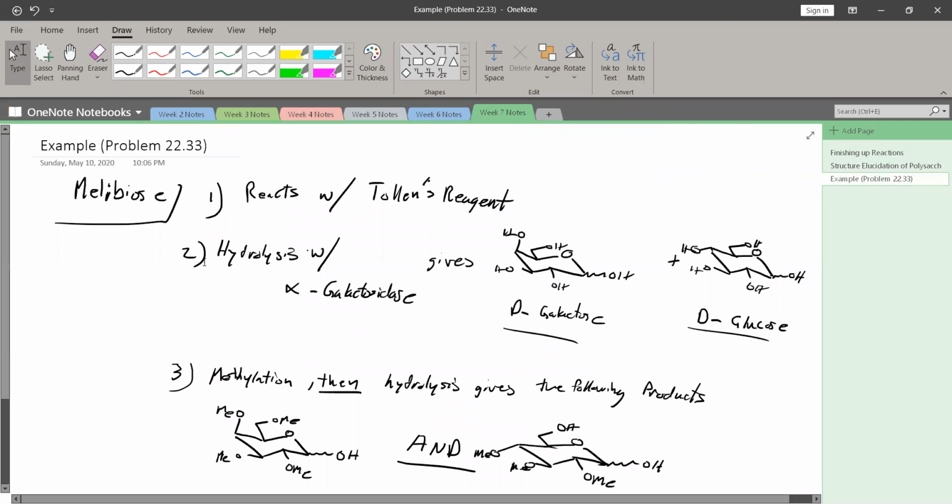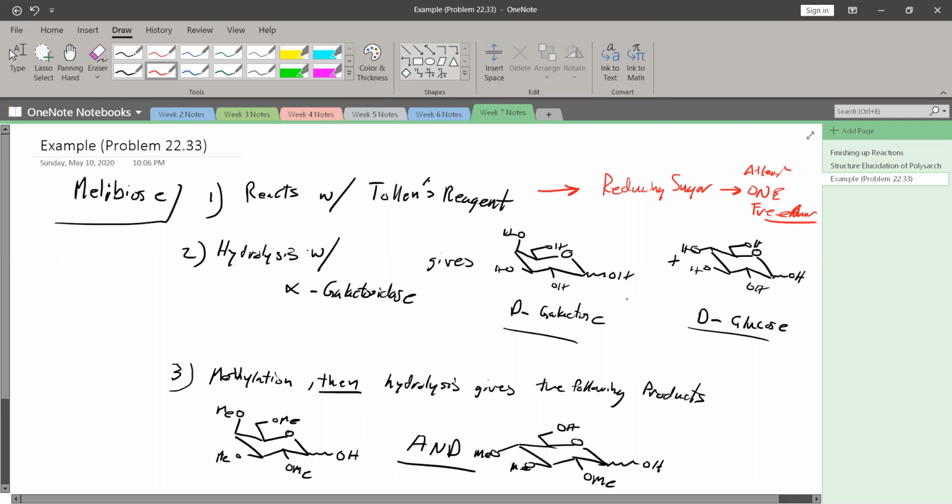All right, so we want to find out the structure of melibiose, right? Okay, so we have three pieces of information that we can get from this. One, it reacts with the Collins reagent. Okay, that's pretty good. So we know that this is some kind of reducing sugar, meaning it has at least one free anomeric carbon.